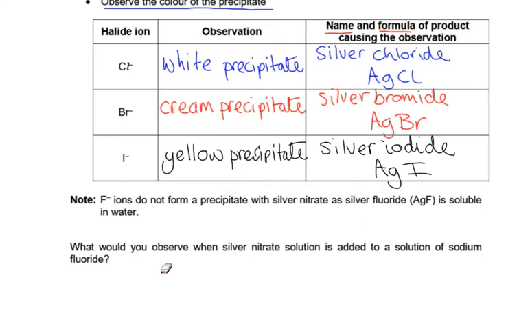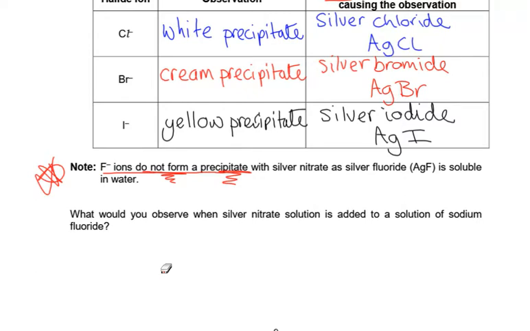It's important to note that you can't use this test for the fluoride ion, because the silver fluoride that you would make, AgF, is soluble, so you won't see a precipitate, so you won't be able to see anything.